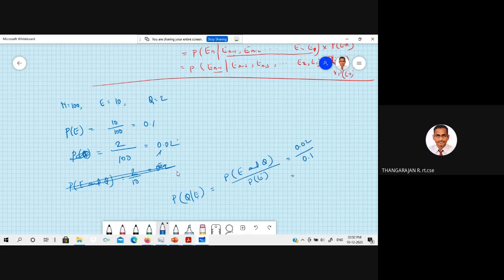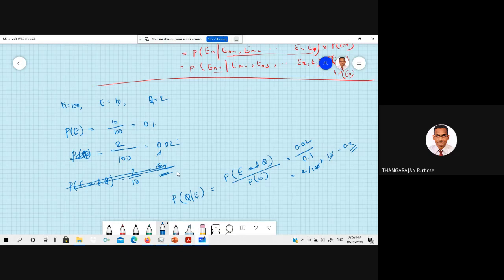So if you do this, this is 2 by 100 divided by 1 by 10. That 1 by 10 will go up, so it will be 0.2. So I think I just gave you the answer without working it out. So the probability that a person is quarantined given that he is exposed is 0.2.